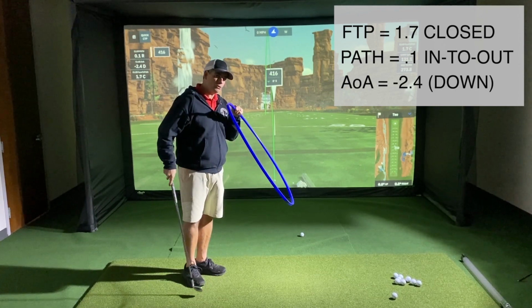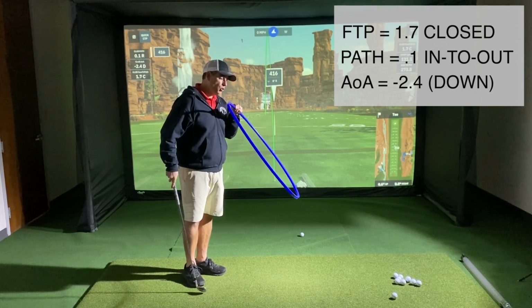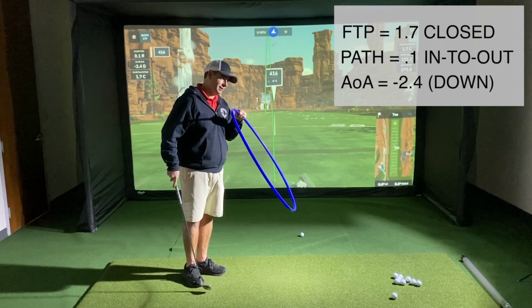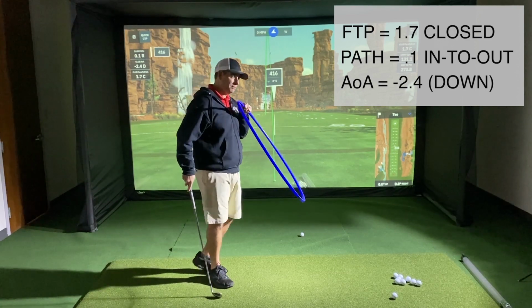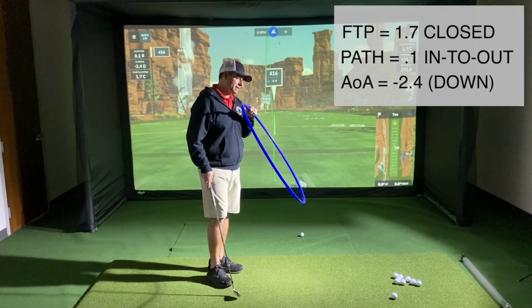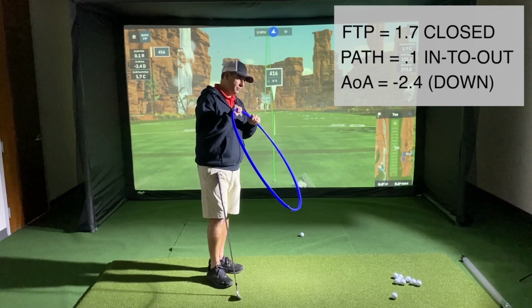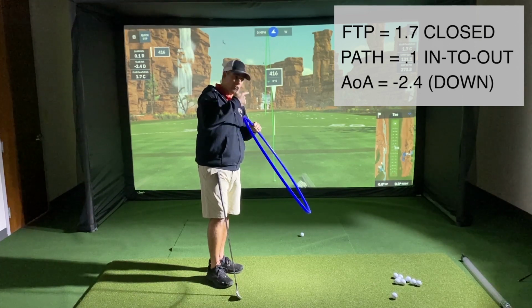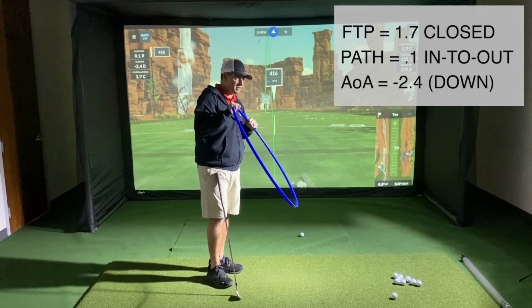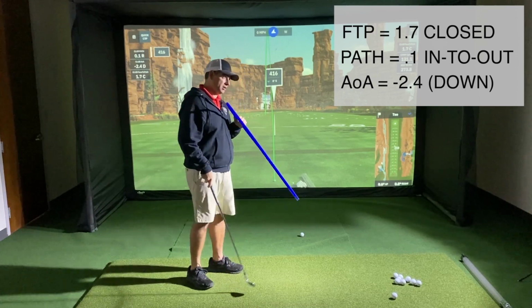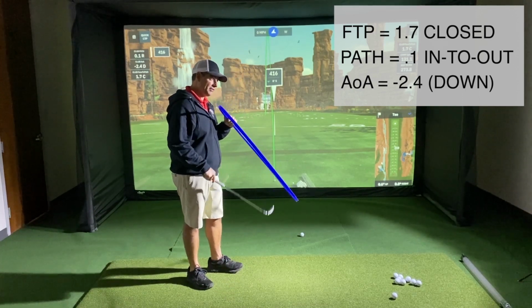So this hula hoop, most people would think this hula hoop represents our path. It doesn't. It represents our swing plane. And our swing plane is not a ball flight law. There are 5 ball flight laws. We left 2 of them off of here. We left speed off and center face contact. But the other 3 ball flight laws are your face, your path, and your angle of attack.